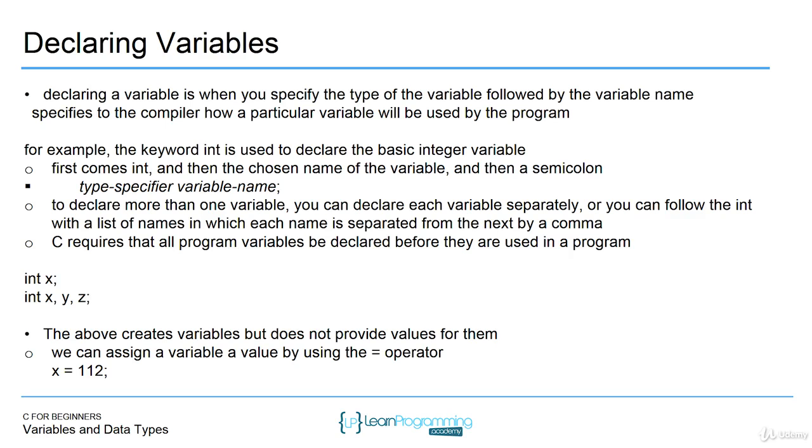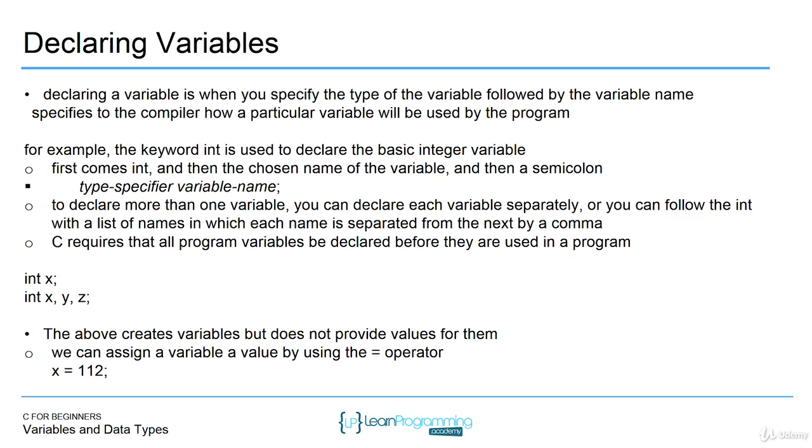And we're going to talk about this in more detail when we talk about operators. But this is pretty simple, and you should understand it. Assigning a variable a value, you just use equals and then the actual literal constant of the type. So in this case, x is an integer, so we assign it 112, and then we have the semicolon.